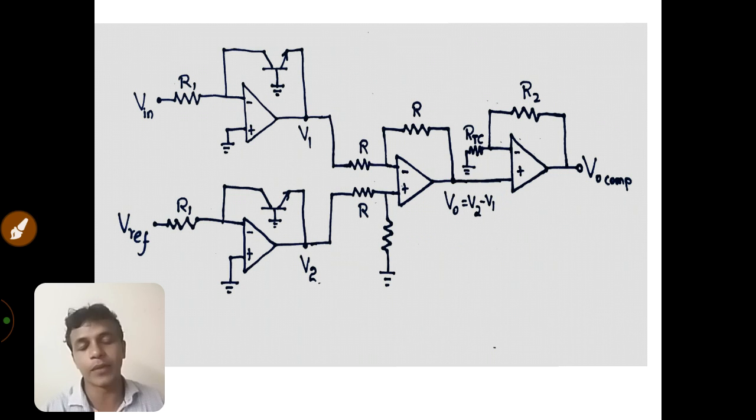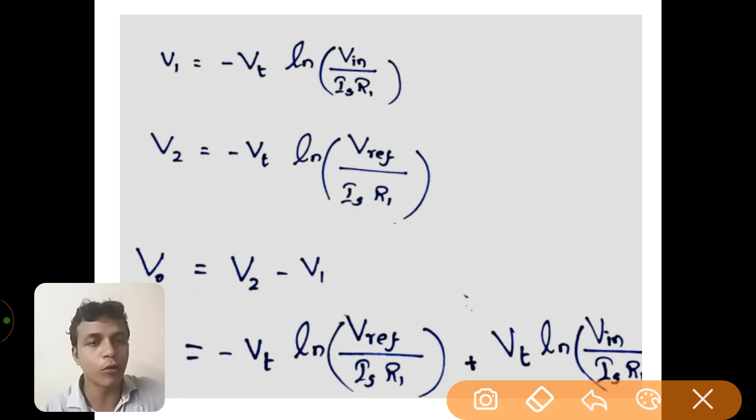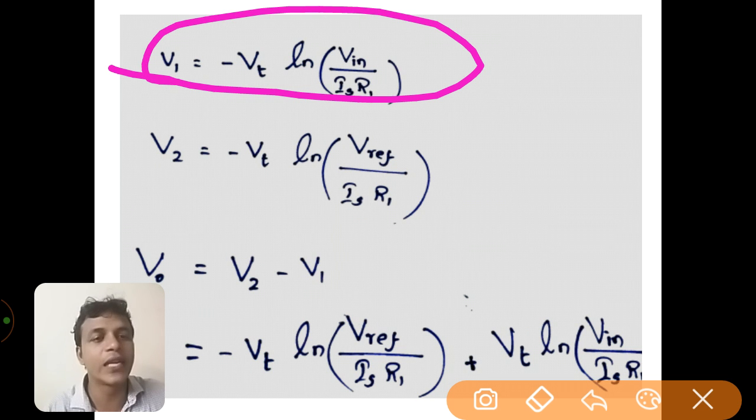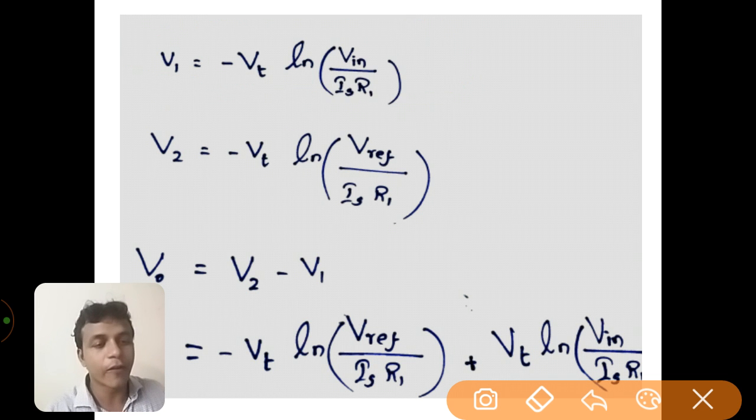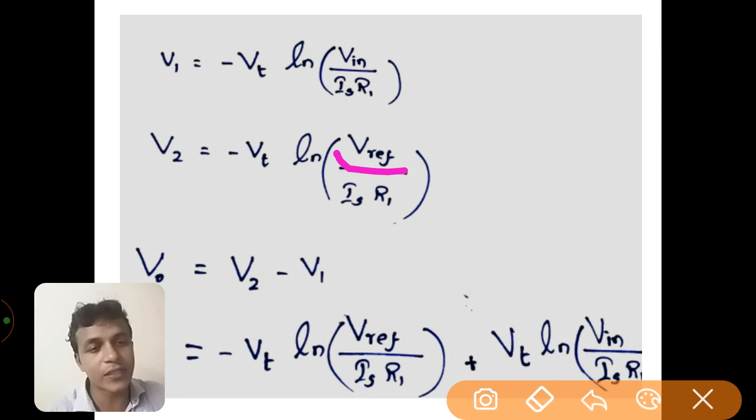Now let us go for the mathematical calculation. V1 is directly proportional to the natural logarithm of the input voltage Vin. So V1 equals minus Vt into natural logarithm of Vin divided by Is into R1, where Vt is the thermal voltage, Is is the saturation current, and R1 is the resistor used on the input side. Similarly, for the other amplifier, V2 equals minus Vt into natural logarithm of V reference divided by Is into R1, since the reference voltage is used as the input for the lower logarithmic amplifier.